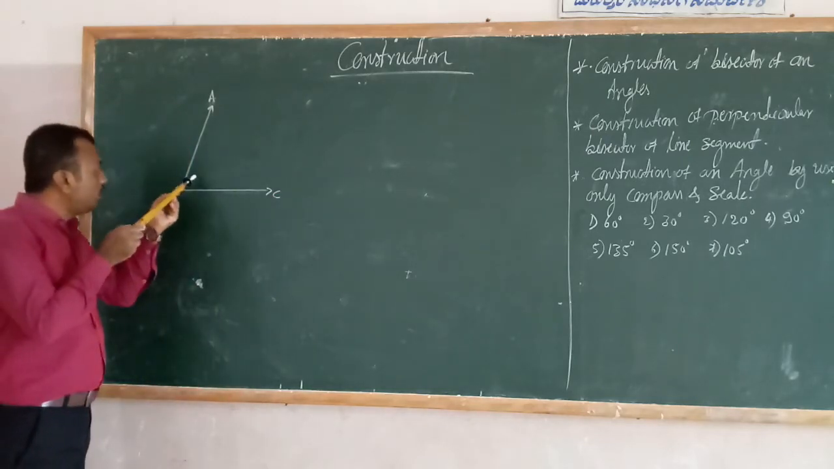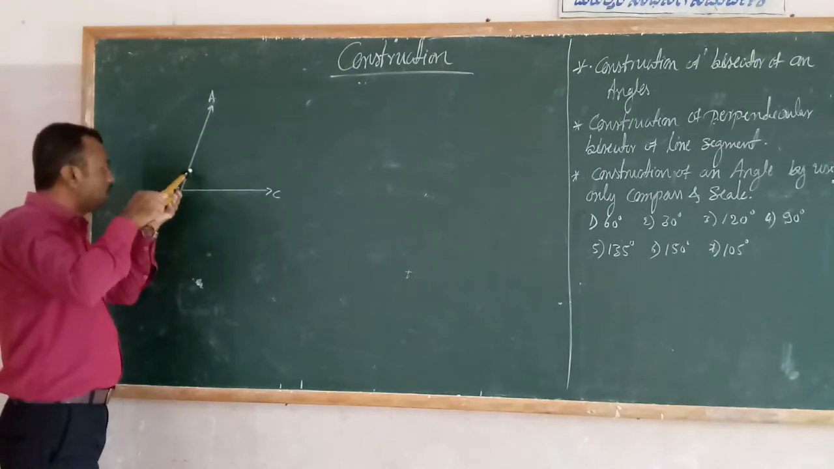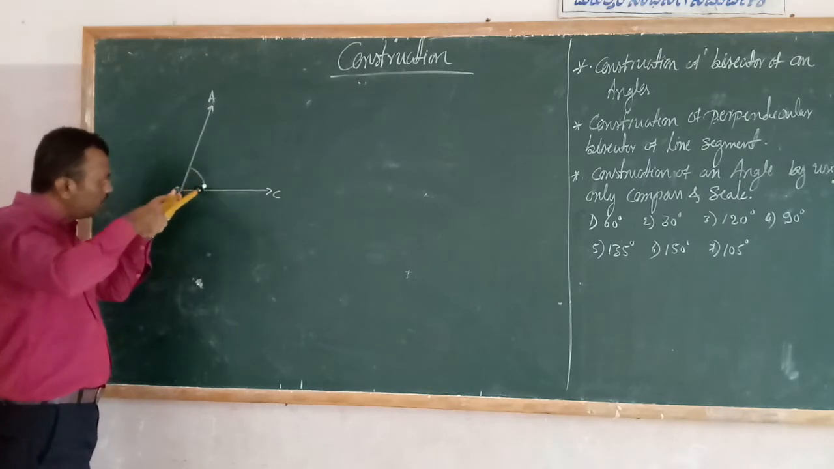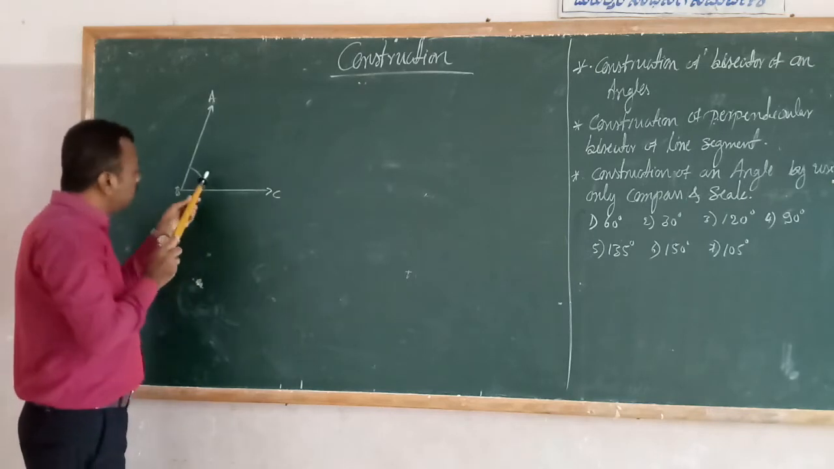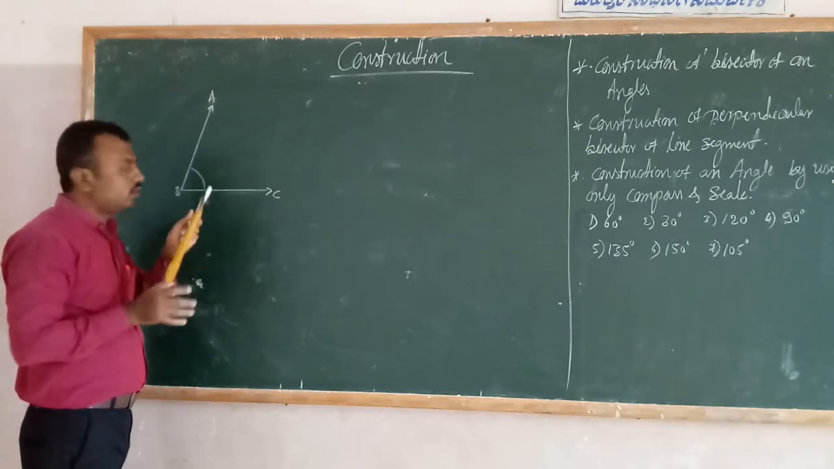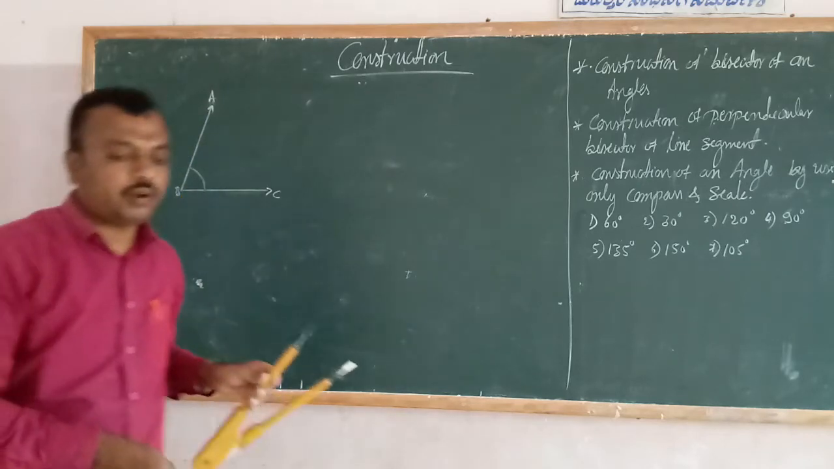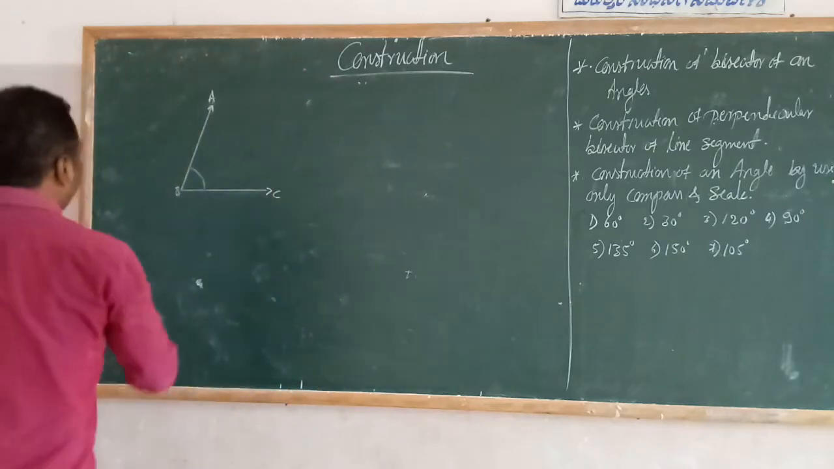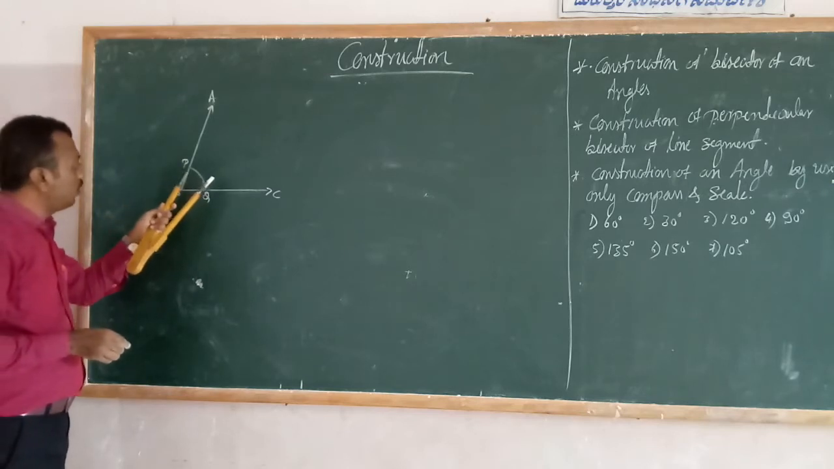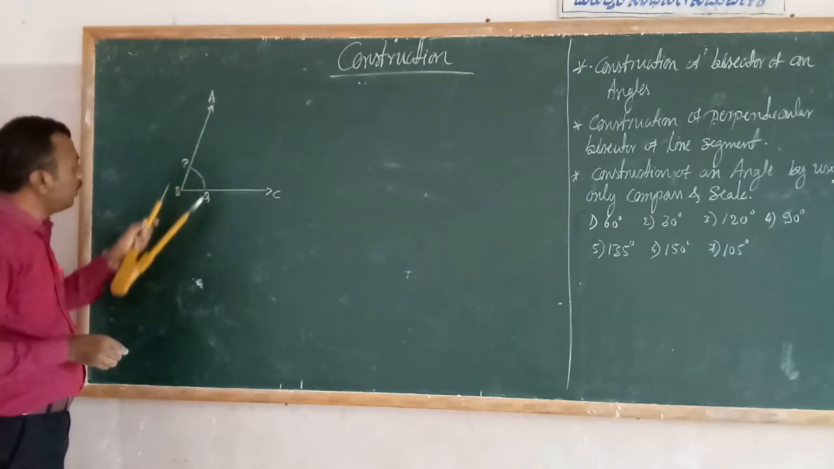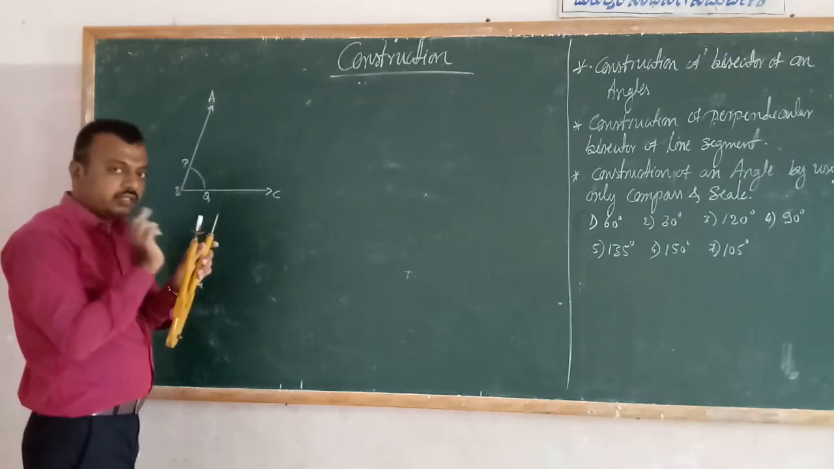See, keep on the point B, take any radius from the compass, and cut one arc. Any radius, cut one arc, and then you can extend it, otherwise keep it like that only. This arc intersects AB at P and BC at Q.